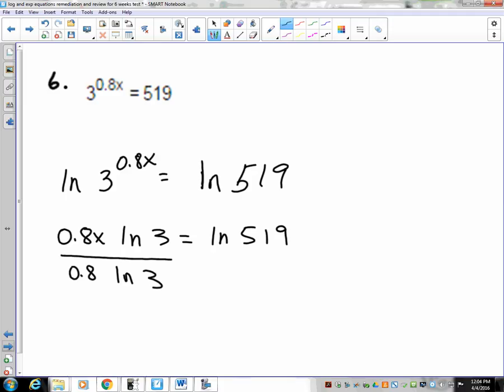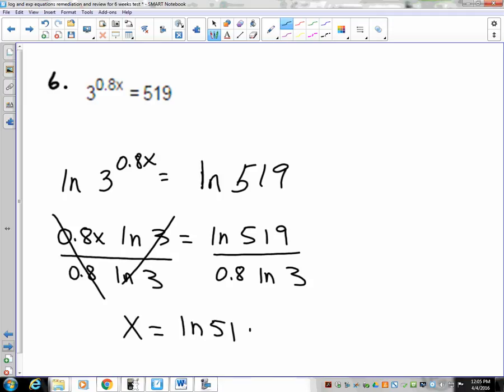Now I've got to divide the other side by the same thing. So 0.8 times natural log 3. Now, see, that'll cancel. That'll cancel. And I just have x there. So there's my answer in terms of natural logs. And a lot of people miss this one on the calculator too.